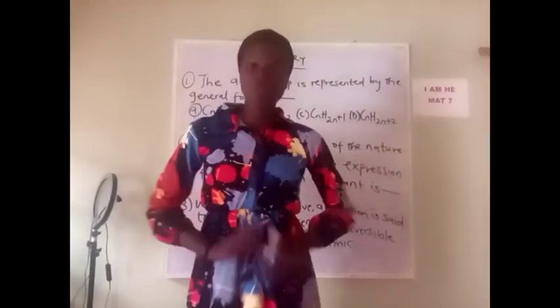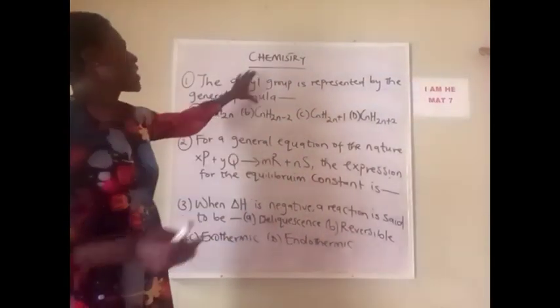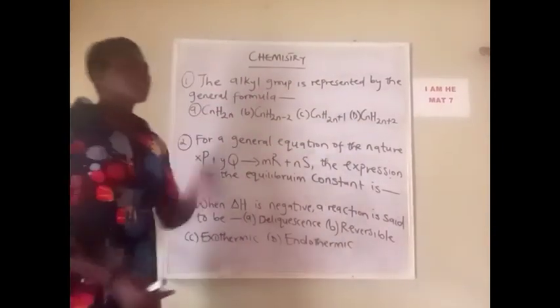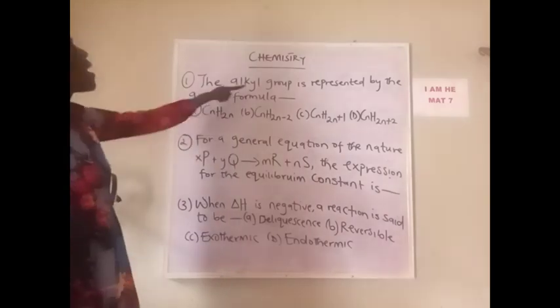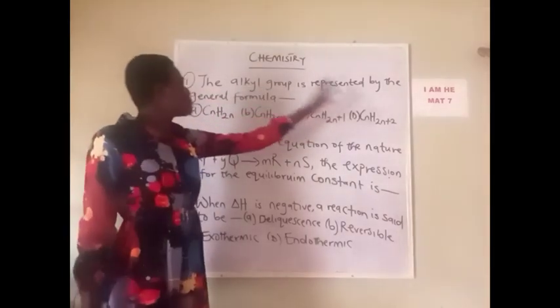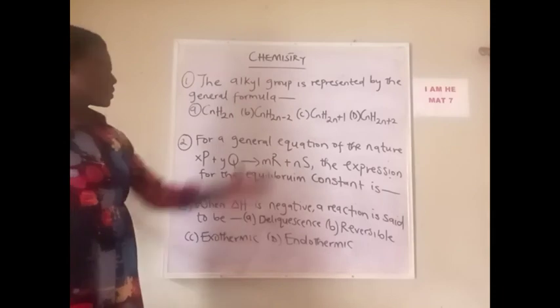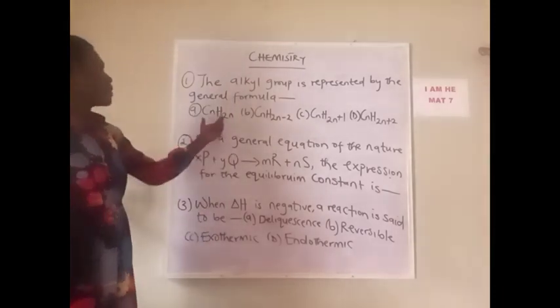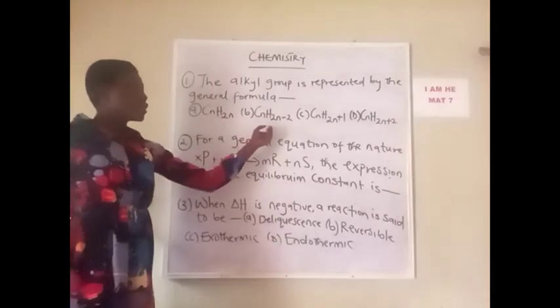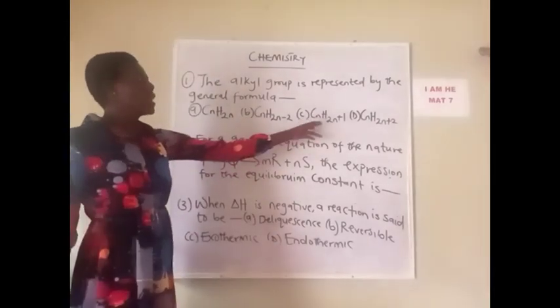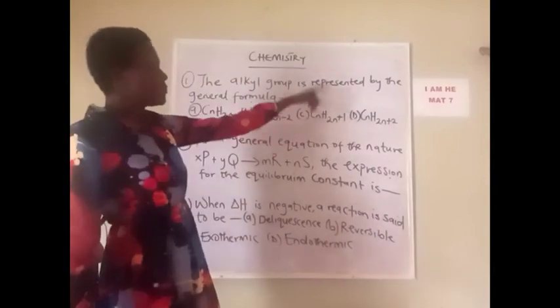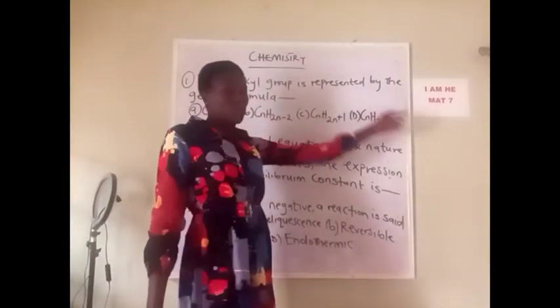So let's go straight to the board. We have some JAMB-likely questions in chemistry. The first question says the alkyl group is represented by the general formula: A, CnH2n; B, CnH2n minus 2; C, CnH2n plus 1; D, CnH2n plus 2.